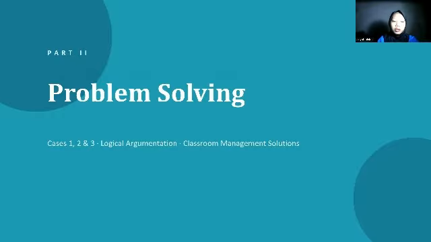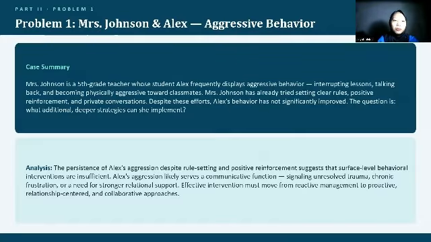Part 2, problem solving. Problem 1, Mr. Johnson and Alex: aggressive behavior. Case summary. Mr. Johnson is a fifth grade teacher whose student Alex frequently displays aggressive behavior, interrupting lessons, talking back, and becoming physically aggressive toward classmates.